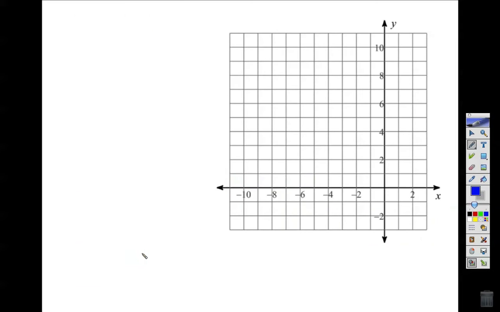We had negative 4, 10, negative 3, 1, negative 2, negative 2, negative 1, 1, and 0, 10. Alright, we can see the parabola started taking the shape of a U.